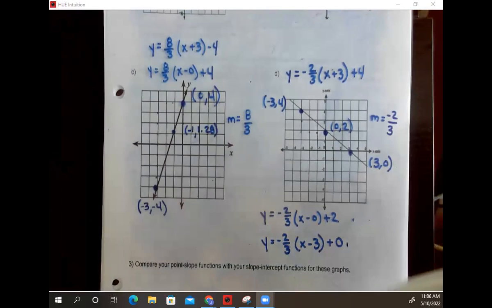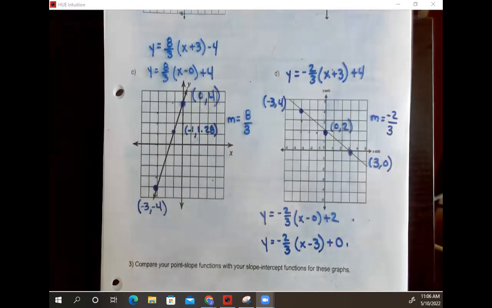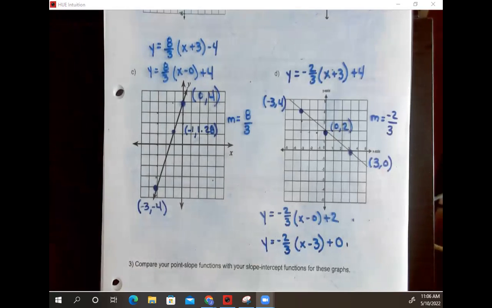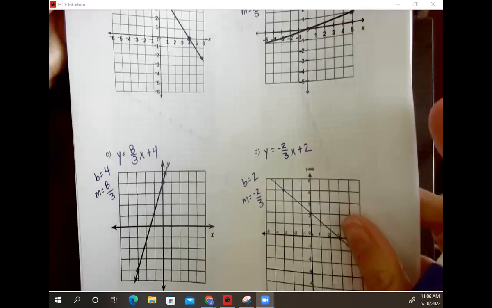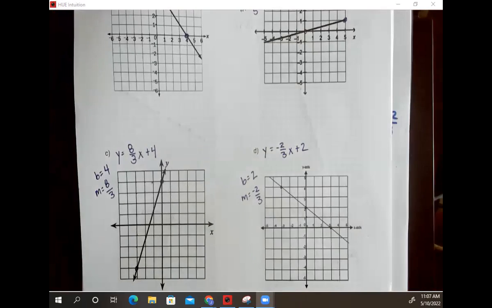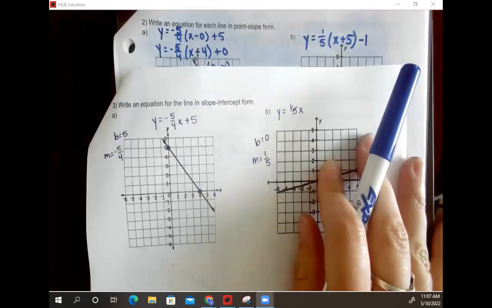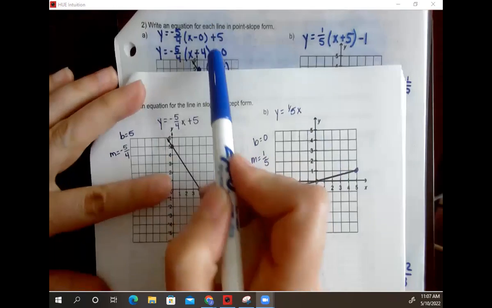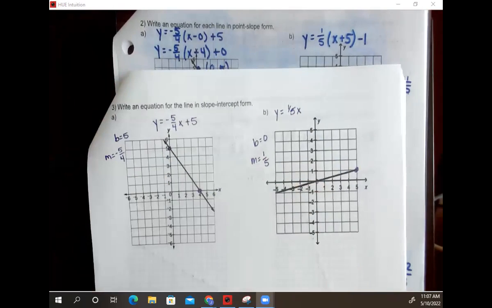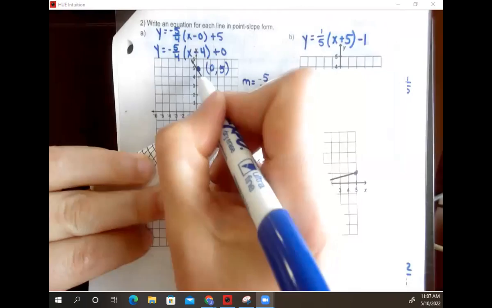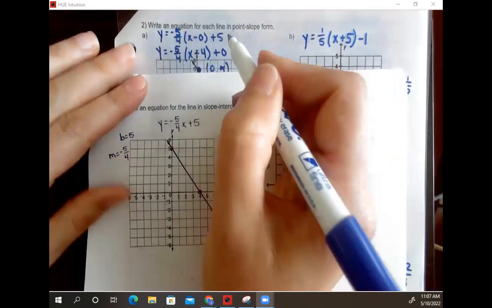The one last thing I want to point out. These graphs look familiar to you guys? They should have. We used them yesterday. Okay. So if I flip back in my packet and do a little comparison here, I want you to notice something. If I take a look at graph 2, we wrote two different equations for graph 2, but if I look at the top one, that was written based on the y-intercept, right? That (0, 5) was my y-intercept.